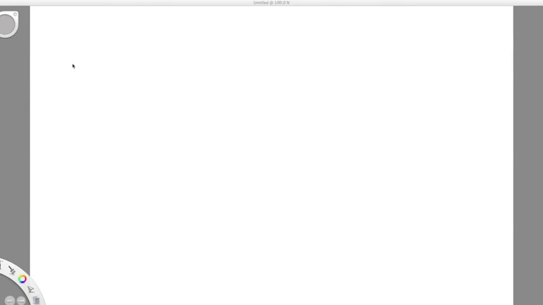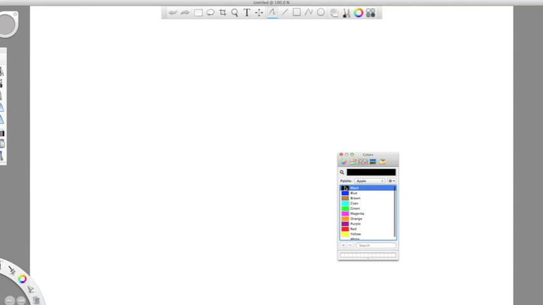So I'm going to draw two cases side by side here, and let's see where I am in colors. Okay, good. Start with that.